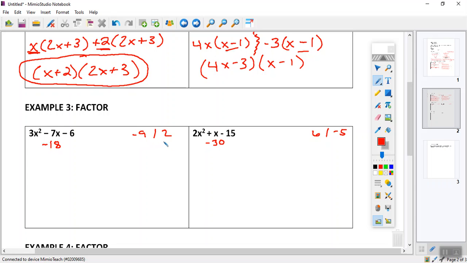Guys, are you working on the top left one right there? Do I have the right values up there by my calculator? Yeah. All right.